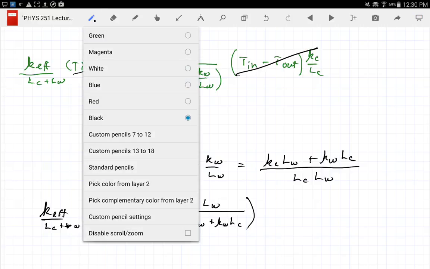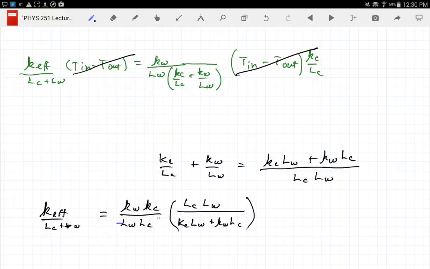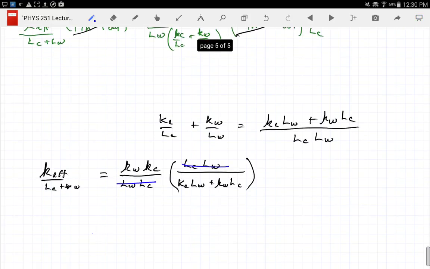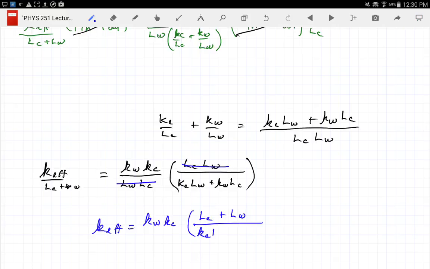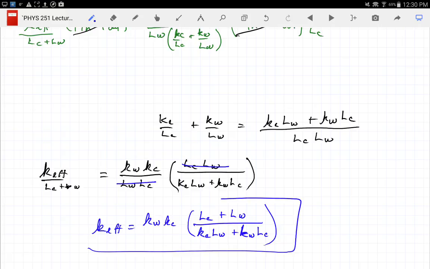And so in my final steps here, we see these now cancel, and multiply this across, and I will have K effective. That is my answer, and then you put the numbers in.